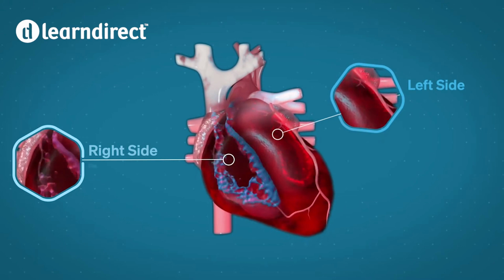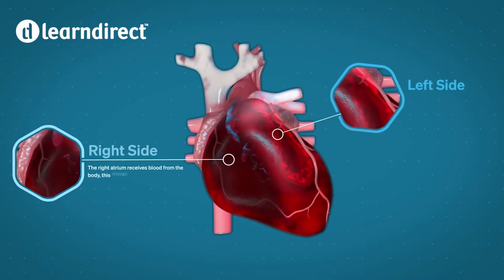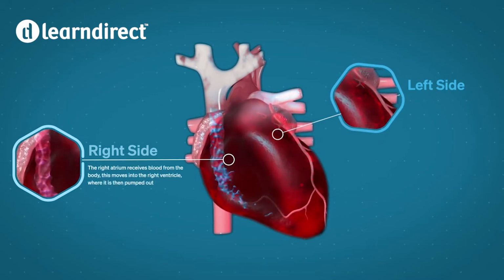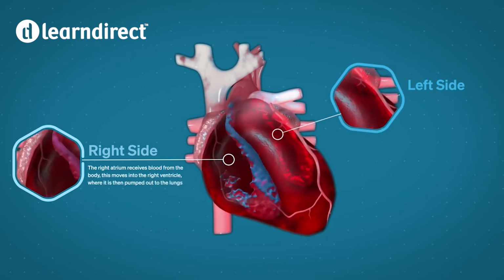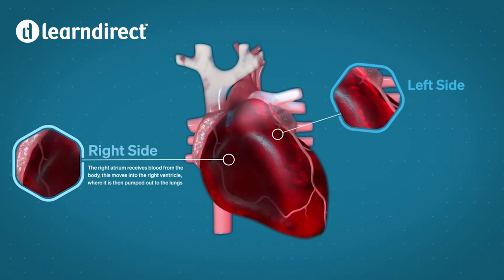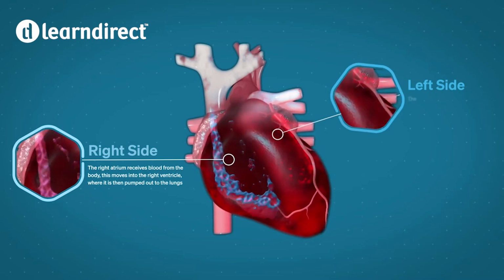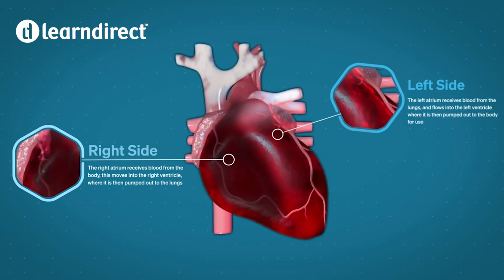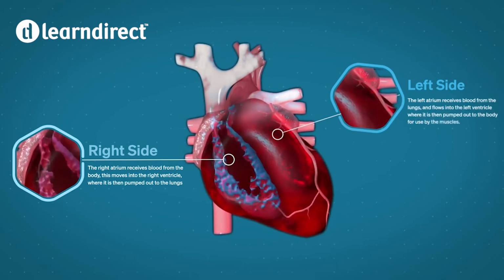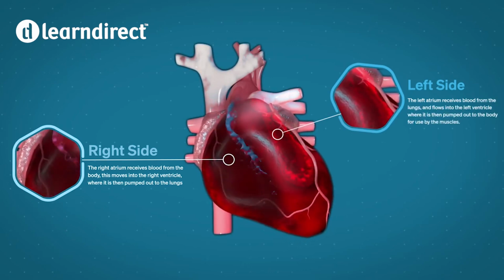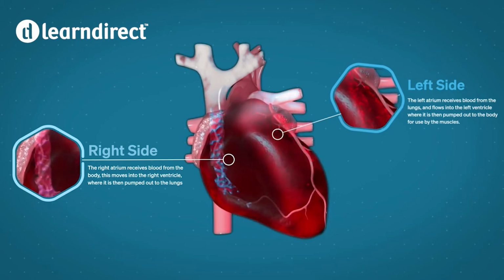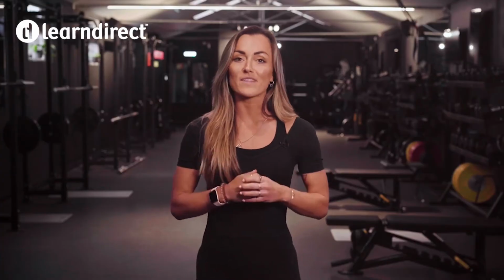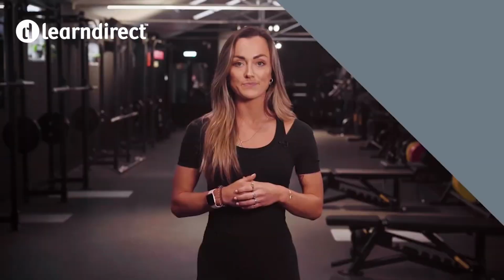The right atrium receives blood from the body. This then moves into the right ventricle, where it is pumped out to the lungs, which is deoxygenated blood. The left atrium then receives the blood from the lungs once it's been oxygenated and flows into the left ventricle, where it's then pumped out into the body for use by the muscles. Make sense? Okay, let's move on to the circulatory system.